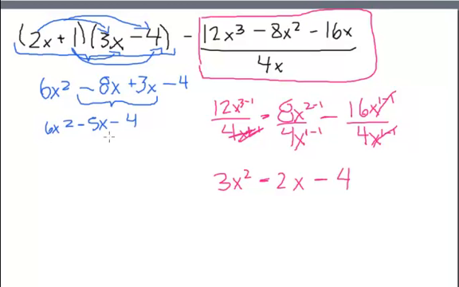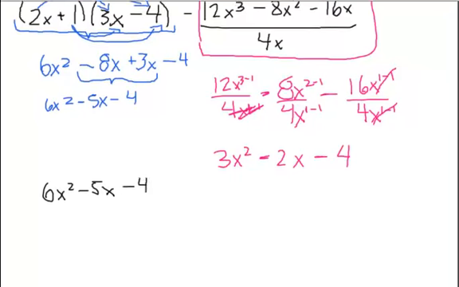Okay, so I have this answer that I got from working out these binomials, and I got this answer here from working out this division. So what I'm going to do is combine these together. So I'm going to have 6x² minus 5x minus 4. So I'm just rewriting it out here. Bring it down a little bit.